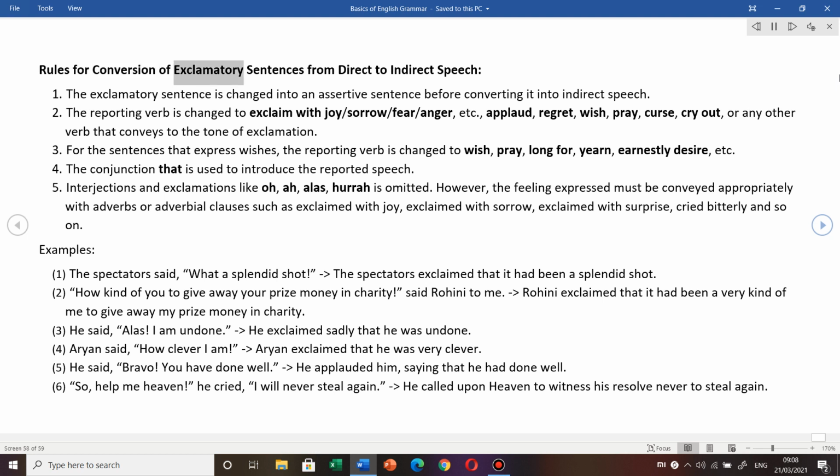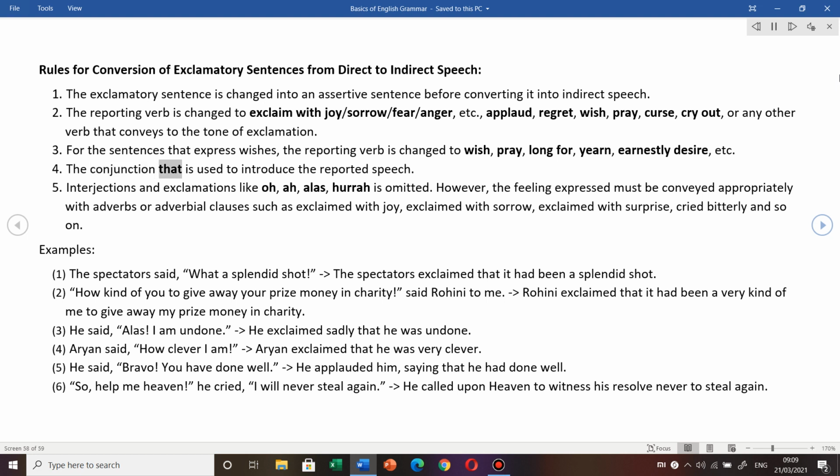Rules for conversion of exclamatory sentences from direct to indirect speech. The exclamatory sentence is changed into an assertive sentence before converting it into indirect speech. The reporting verb is changed to exclaim with joy, sorrow, fear, anger, etc., applaud, regret, wish, pray, curse, cry out, or any other verb that conveys the tone of exclamation. For sentences that express wishes, the reporting verb is changed to wish, pray, long for, yearn, earnestly desire, etc.